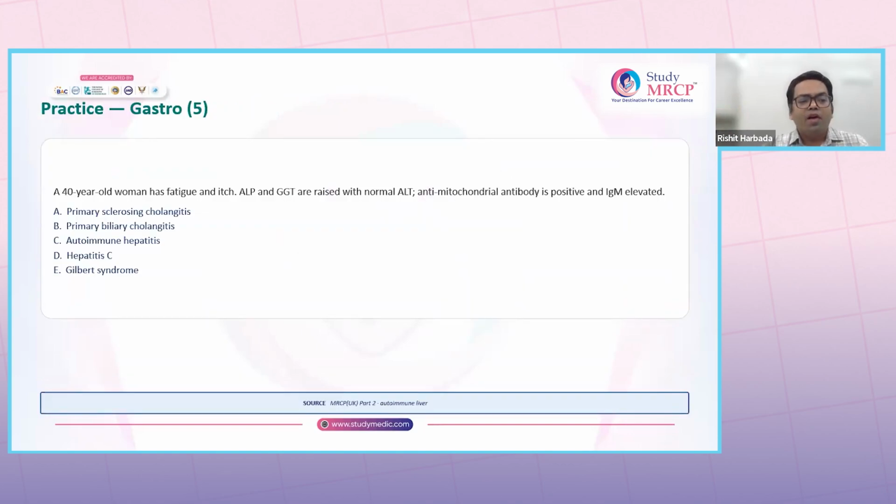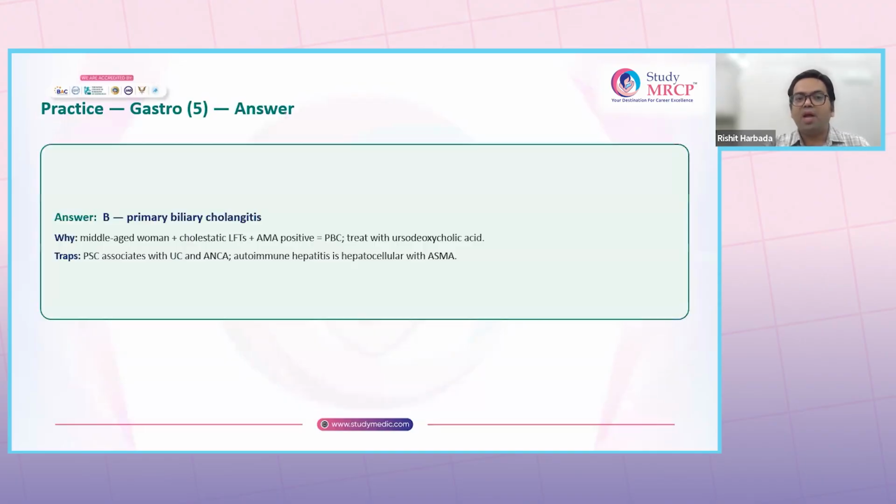So the next question is, a 40-year-old woman has fatigue and itch. ALP and GGTP are raised. So when ALP and GGTP are raised, think about cholestasis. ALT is normal, so you can assume hepatitis gets ruled out. Anti-mitochondrial antibody is positive, so always think in terms of PBC, that is primary biliary cholangitis, which is very, very important. Okay. So as I said, it is associated with other autoimmune diseases, and primary sclerosing cholangitis is associated with young males with ulcerative colitis. You treat primary biliary cirrhosis with ursodeoxycholic acid.